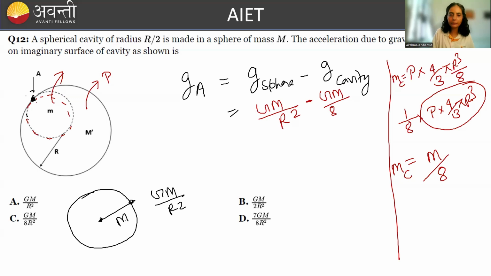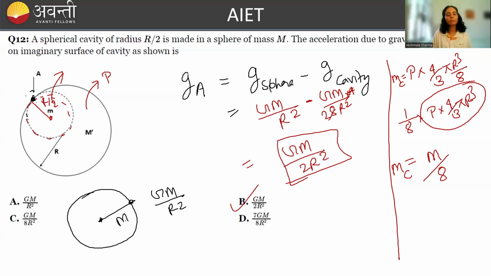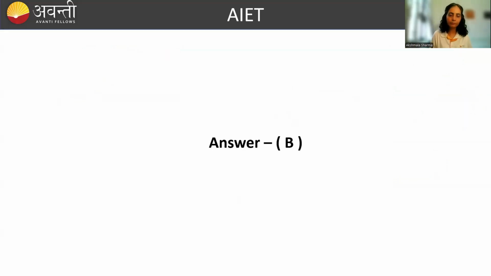So G M by 8, and for this the distance will be how much? R by 2. So you square R by 2, you get R square by 4. So this will become this. Okay? So if we calculate it, how much value are we going to get? GM by 2R square. Okay? So the correct answer will be, again, an easy question.